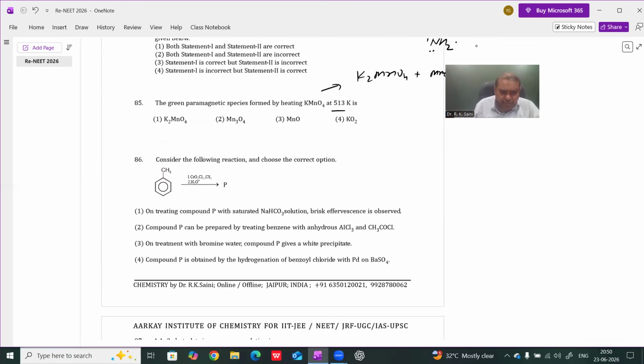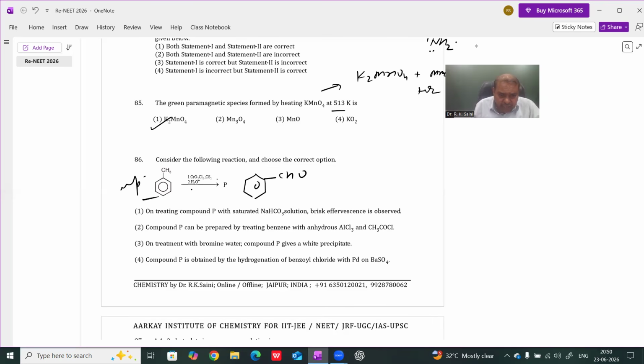Question next. Very important question, directly given in your NCERT book. This is a method of preparation of benzaldehyde. The reaction is known as Etard reaction. Chromyl chloride, then hydrolysis, and the final product is benzaldehyde.